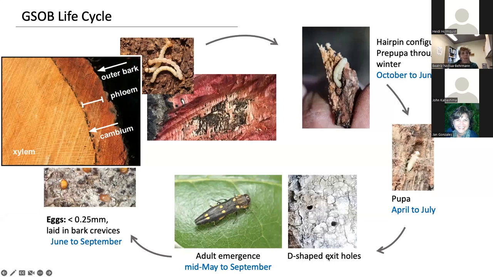The life cycle of this beetle starts with an adult emerging from the tree. This happens sometime between mid-May and September. And when the adults emerge, they leave these D-shaped exit holes in the bark that are very characteristic of this pest. The adults will mate with each other, and will find a new tree where they like to lay their eggs. Their eggs are very, very small, so you will probably never see them. I have been looking at a lot of oaks, and I haven't been able to see the eggs because they're so tiny, and they just lay them in the crevices of the bark. So they're pretty protected in there.